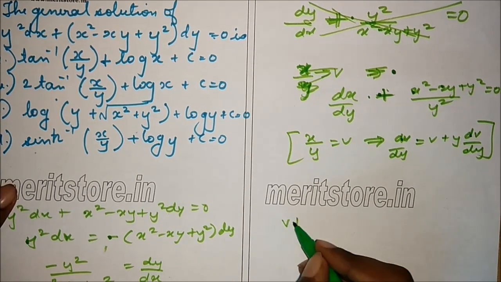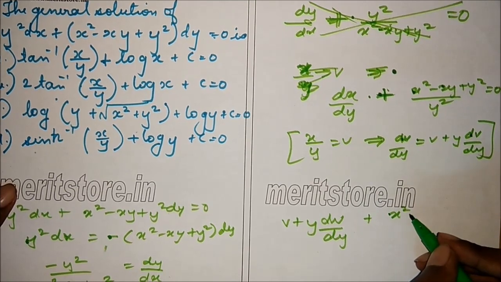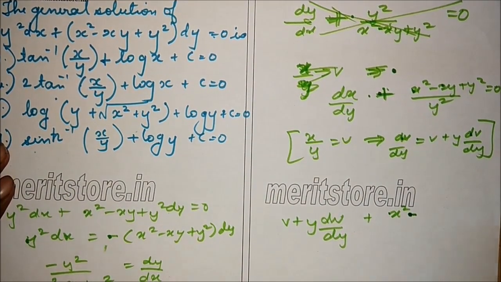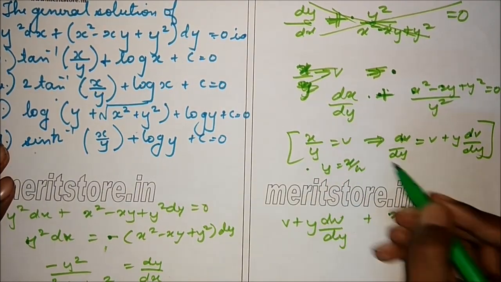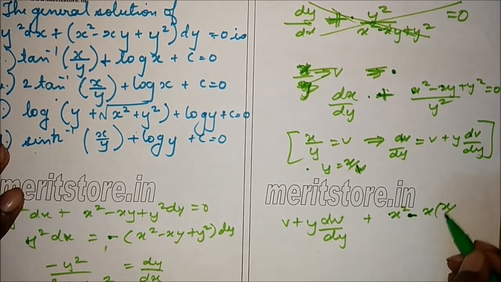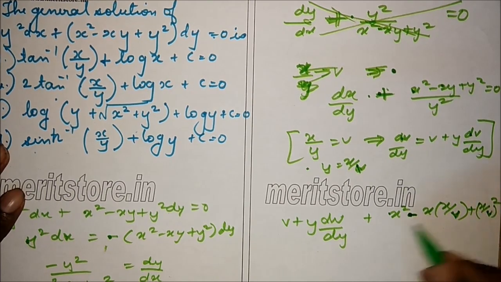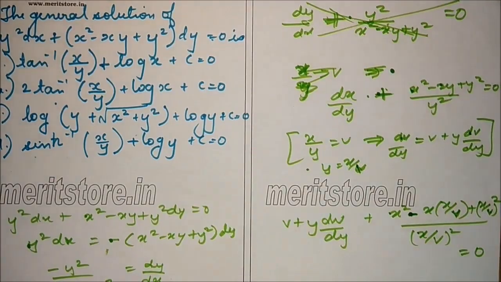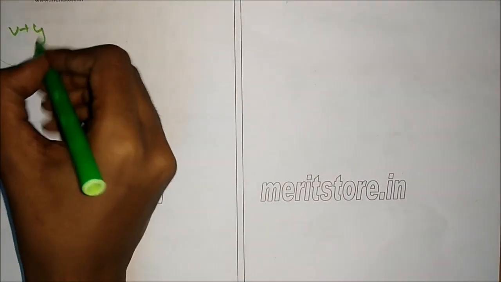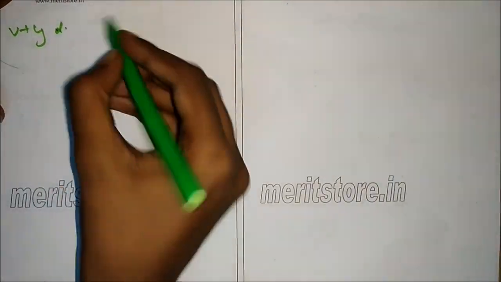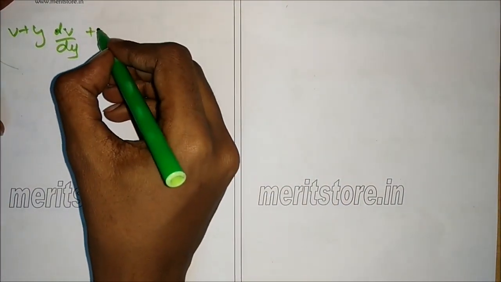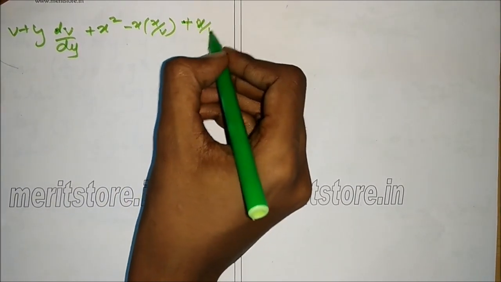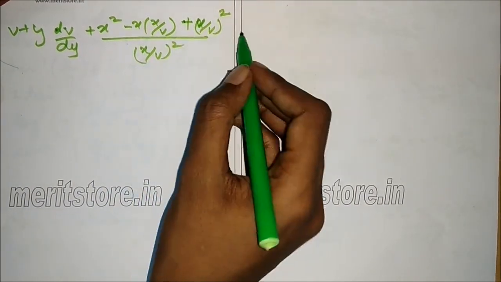So dx by dy will be v plus y dv by dy, plus x square minus x into x by v plus (x by v) the whole square, divided by (x by v) the whole square. This is equal to 0. Here y will be x by v.